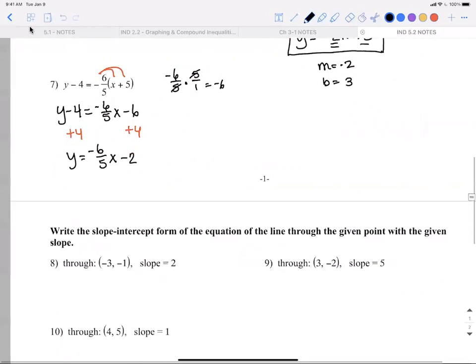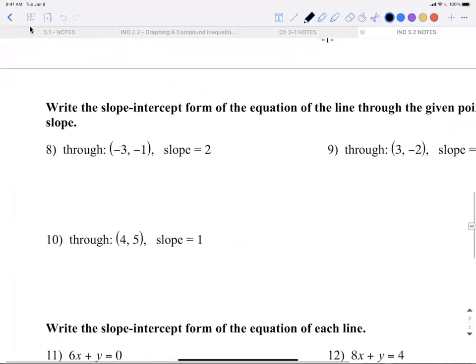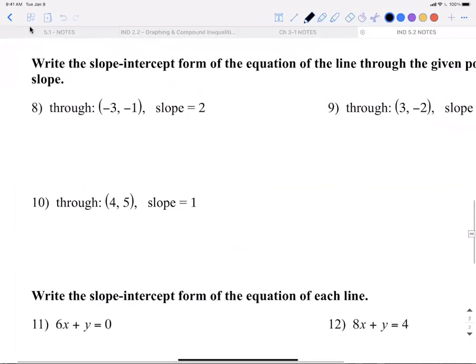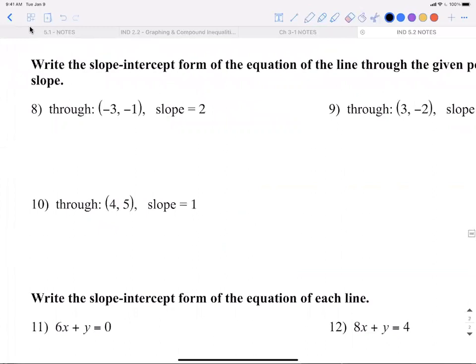All right. So now we get into a little bit more work. It's not harder, but it's a little bit more work. Notice our directions are still the same. Your directions for all of this indicator are going to be the same. Write the slope intercept form of the equation. Keep in mind what we need. We need an m and we need a b, right? Those are the two things that we need in order to write our y equals mx plus b.